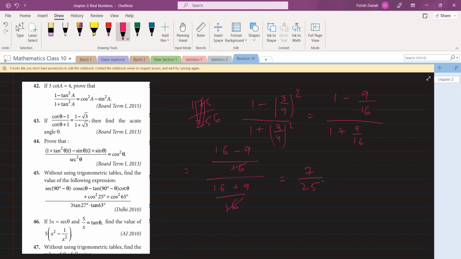Now solve RHS. You should get 7 by 25. Put the value of cos A and sin A.